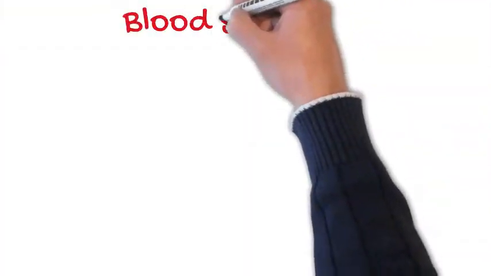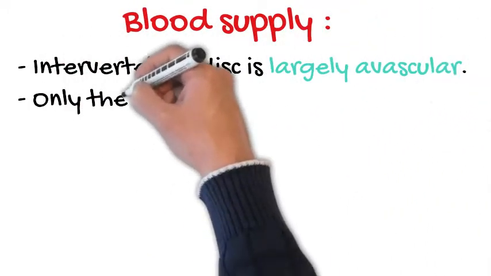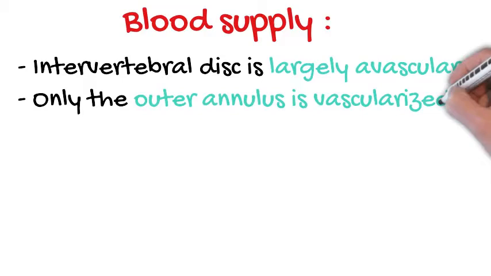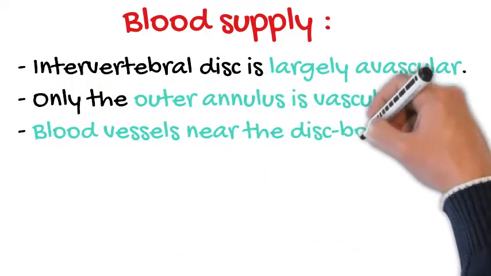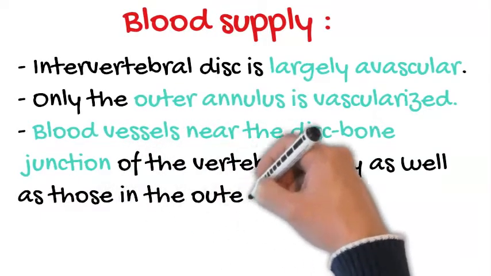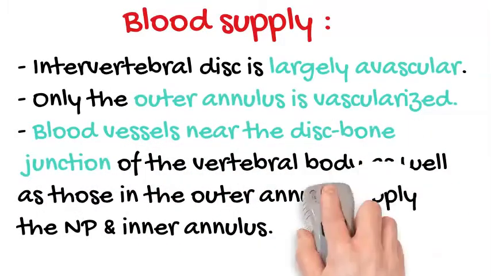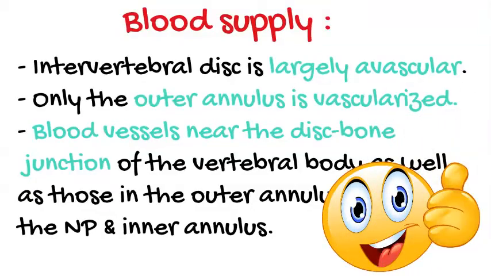The intervertebral discs are largely avascular. Only the outer annulus is vascularized. Blood vessels near the disc-bone junction of the vertebral body as well as those in the outer annulus supply the nucleus pulposus and inner annulus.